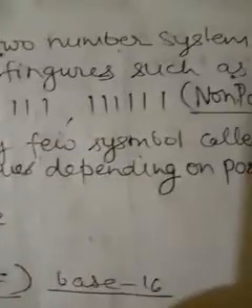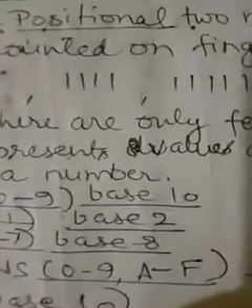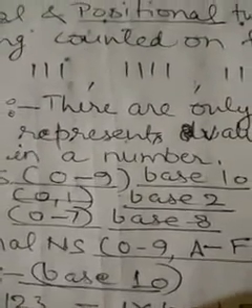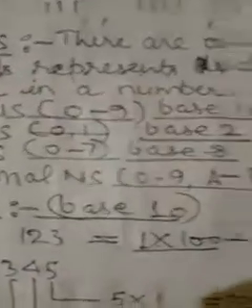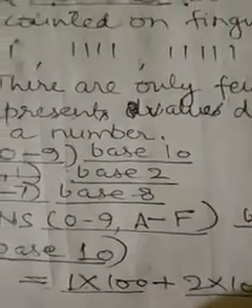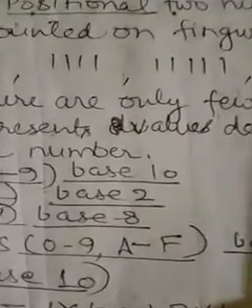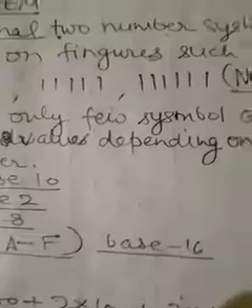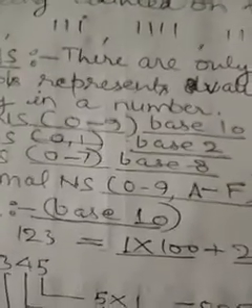So let's see the positional number system. Positional number systems have only a few symbols, called digits. Like the decimal number system has 0 to 9, with base 10. Similarly, the binary number system has 0 and 1, only 2 symbols, and base 2. The octal number system is 0 to 7, that is base 8, and the hexadecimal system has 2 types of code: first the numbers 0 to 9, then A to F, that is alphabets, and base 16, meaning the total number of symbols is 16. So this is called the number system.